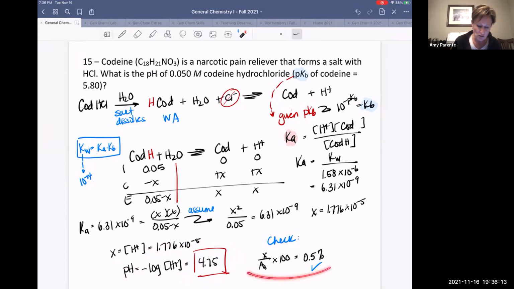You're not required to do a check, but it's always a good idea to at least mentally do it. And if you want to do that 400 rule beforehand, that's fine. But the check is always whatever your X value was divided by the size of the pile that you started with. So that's going to be your concentration initially, times 100. Make sure that that's not greater than 5%. So any questions on that, Sarah, before I give you another one to try?